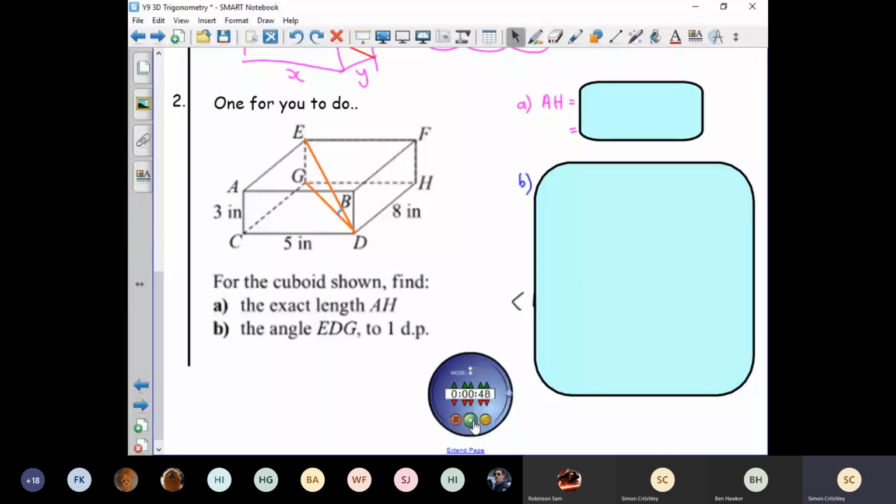Right, let's have a look. Okay, this is what I got. I thought I would do the square root of 3 squared plus 5 squared plus 8 squared, because from the previous slide, we had to work out 5 squared plus 8 squared square rooted to get G to D, or whatever the diagonal on the base, and then do the same for the 3. We just do it in one go.